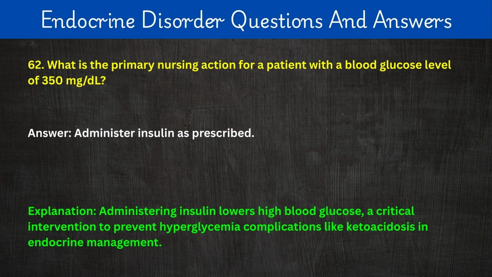62. What is the primary nursing action for a patient with a blood glucose level of 350 milligrams per deciliter? Answer: administer insulin as prescribed. Explanation: administering insulin lowers high blood glucose, a critical intervention to prevent hyperglycemia complications like ketoacidosis in endocrine management.